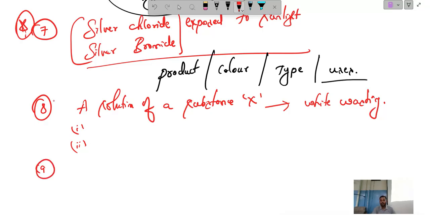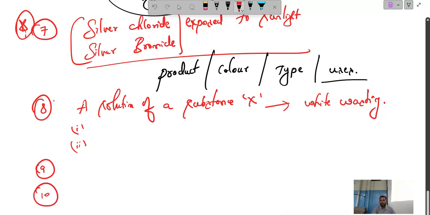Next question. Why is the amount of gas collected in one test tube double the amount collected in the other during the process of electrolysis? Name this gas. Next question.